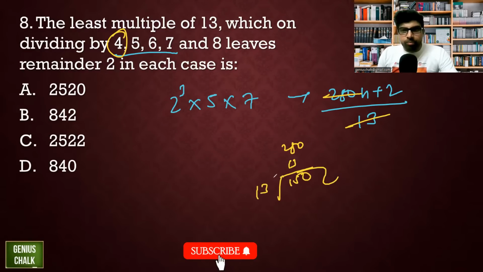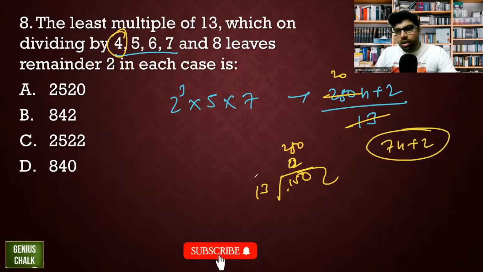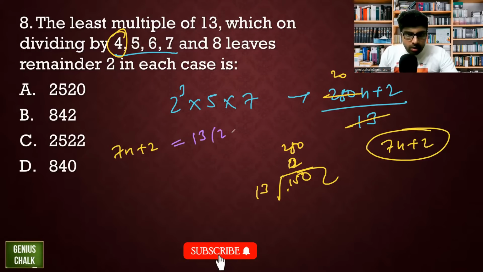13 twos are 26, now so 20. So 7n plus 2 is coming. Now, if this 7n plus 2 is divisible by 13, what value should I give here? It should be divisible by 13. So just tell me which value we can give. If I give 13, it will be 11, not divisible.